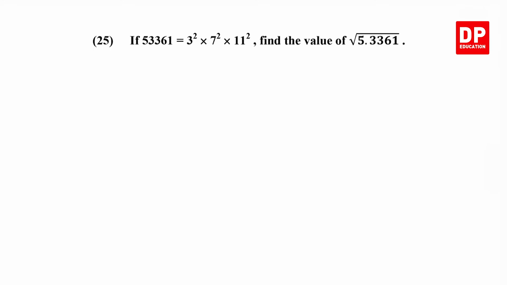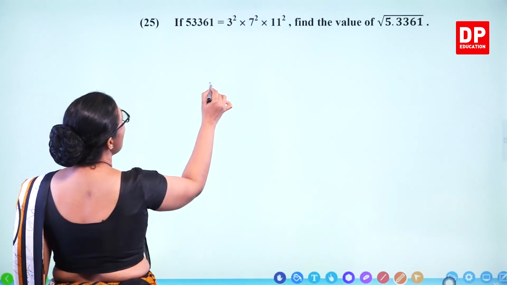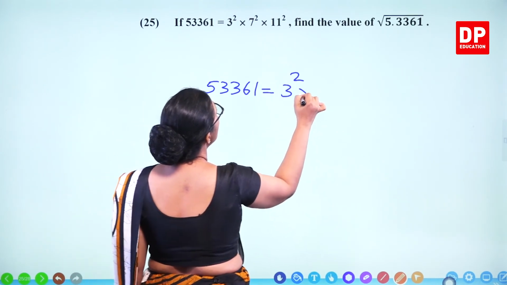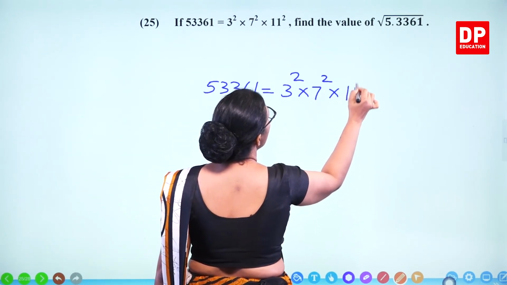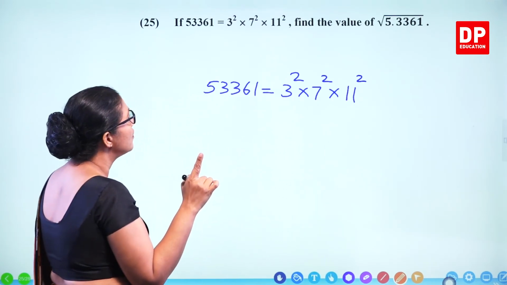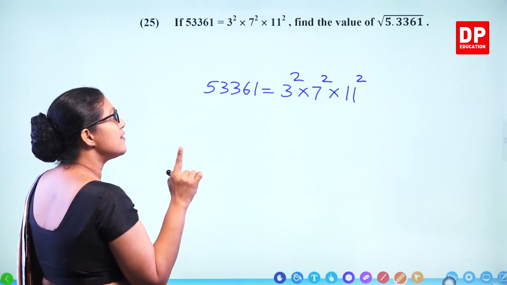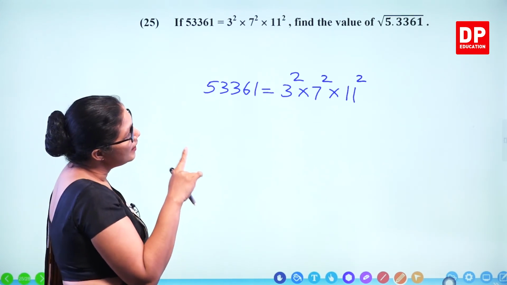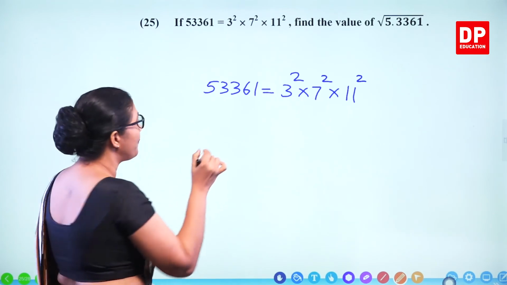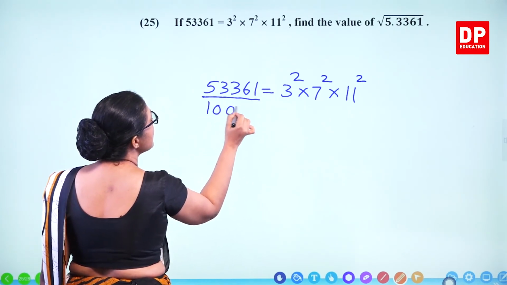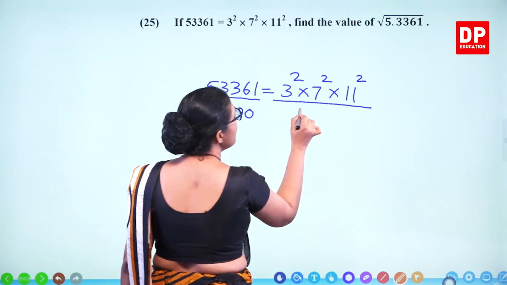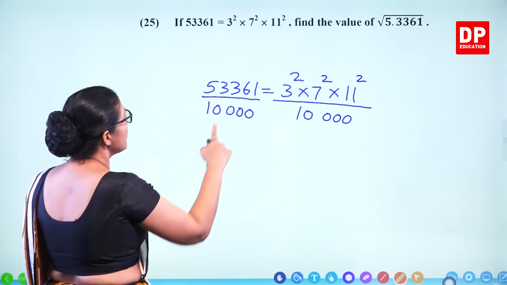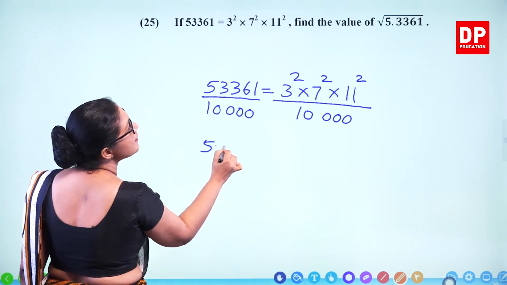Question number 25. This is your last question. 53361 is 3 to the power 2, 7 squared and 11 squared. Find the value of 5.3361. How do you get 5.3361? You have to divide by 10,000. When you divide by 10,000, you get the answer. So you have to do the same thing for this side. So you get this one is 5.3361.